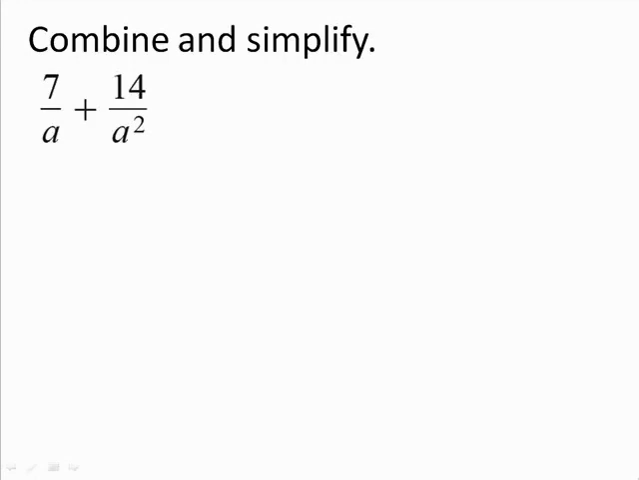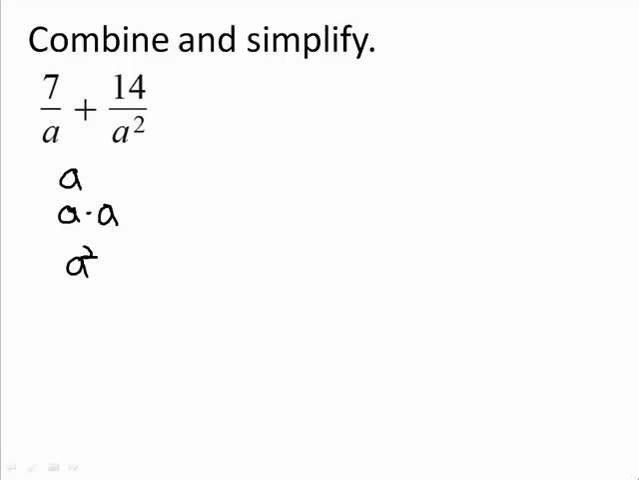Combine and simplify. 7 divided by a plus 14 divided by a squared. Find the least common denominator. The least common denominator is the least common multiple of the two denominators. The first denominator is a, and the second denominator is a squared, which can be written as a times a. The least common multiple has to contain each of these factors. So the least common multiple is a squared. This means the least common denominator is a squared.